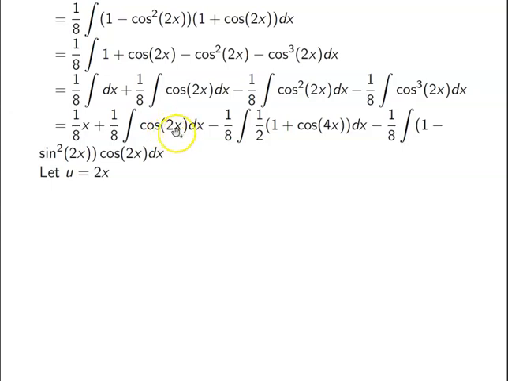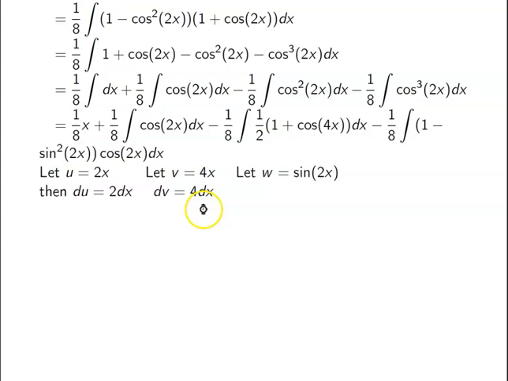I'm going to let u be 2x. This is for the second integral here. Well, when I differentiate that, I'm just going to get du equals 2 dx, right? I'm going to have v equals 4x here. So when I differentiate that, I'll have dv is 4 dx. And for this one, I'm using the sine, right? Because when I differentiate this, the sign stays the same. I will have a cosine of 2x dx, which will be my dw, okay? So again, differentiating u, differentiating v, and differentiating w, okay?